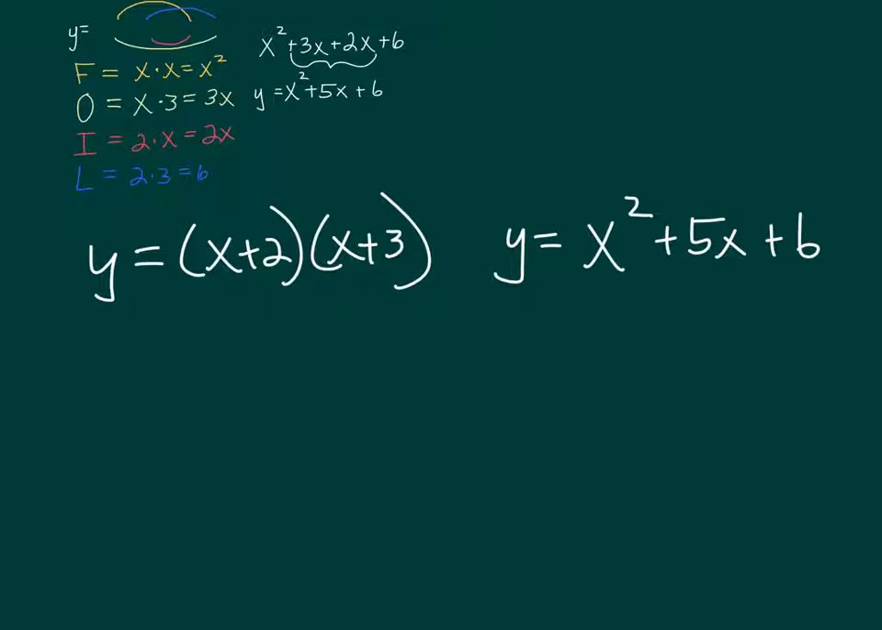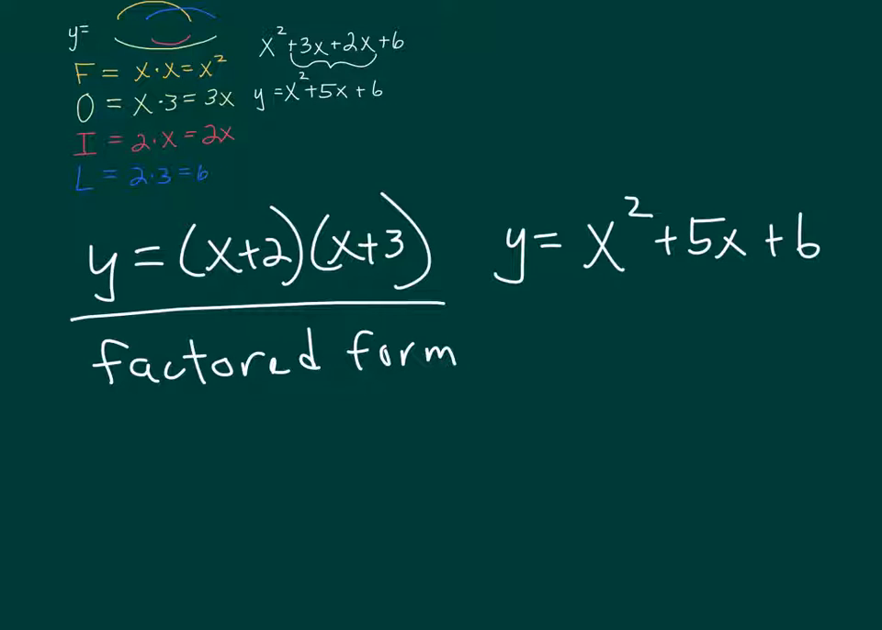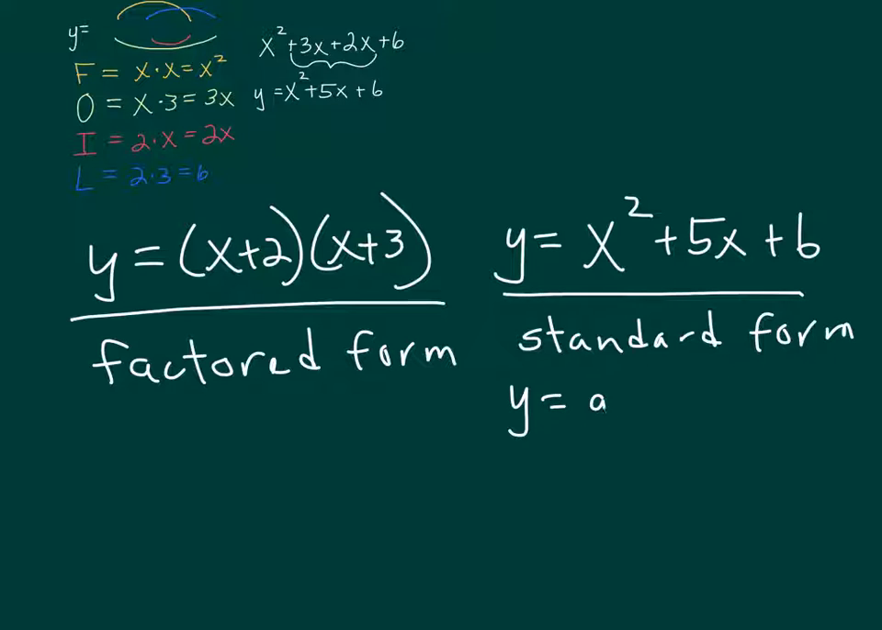Okay, I'd like you to recognize that we have two different forms here now that we've written our equation in, but they both represent the exact same graph. This one here on the left is actually factored form, and you should be taking notes on all of this. So this is factored form, and this one is standard form, and we've talked about standard form plenty of times, but I just want to remind you that standard form is y equals ax squared plus bx plus c.